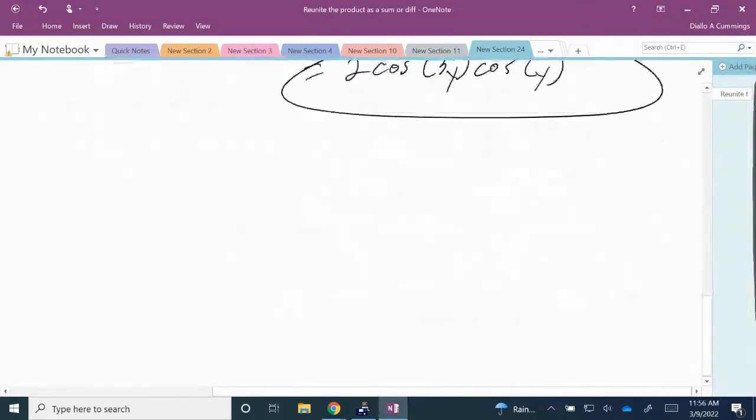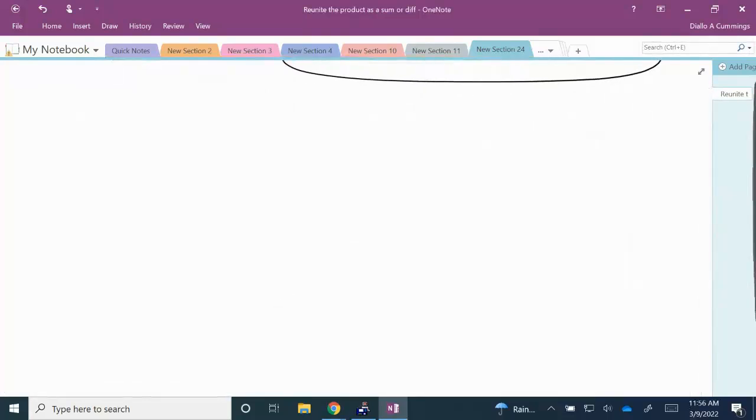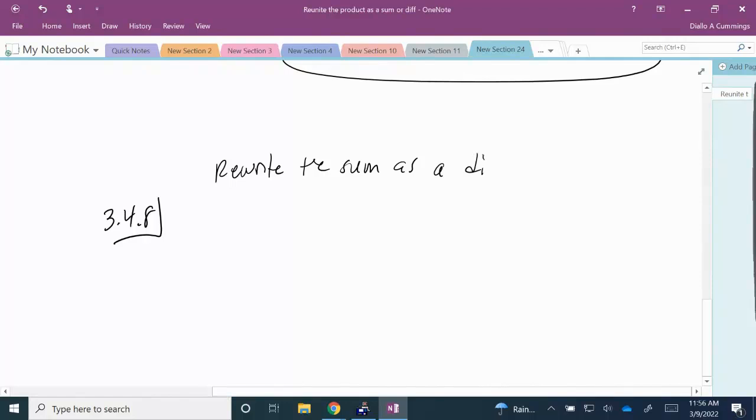All right, so let's take a look at one that requires that. All right, so this is similar to problem number 8. So this is 3.4.8. And we're asked to rewrite the sum or difference as a product.